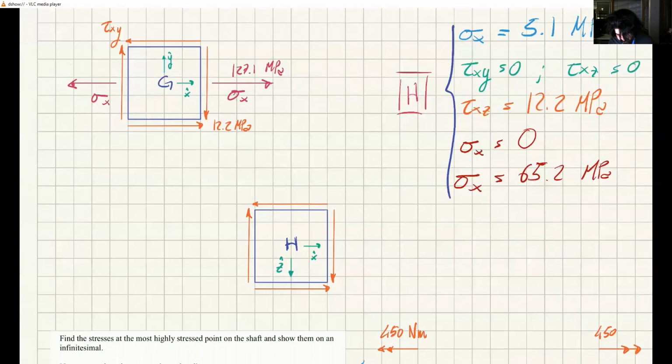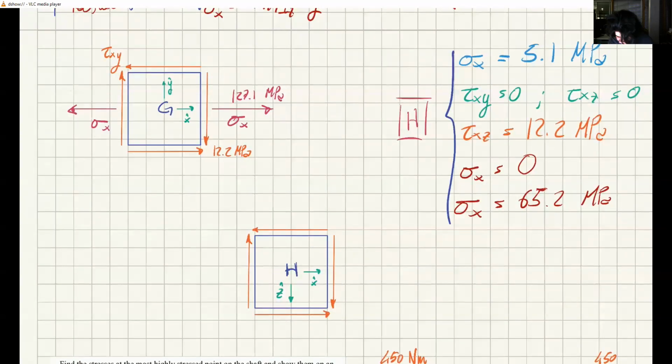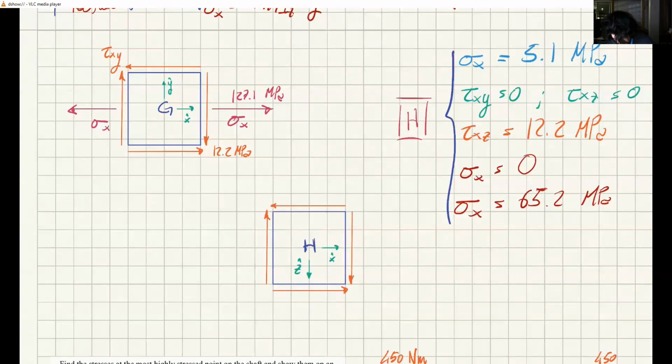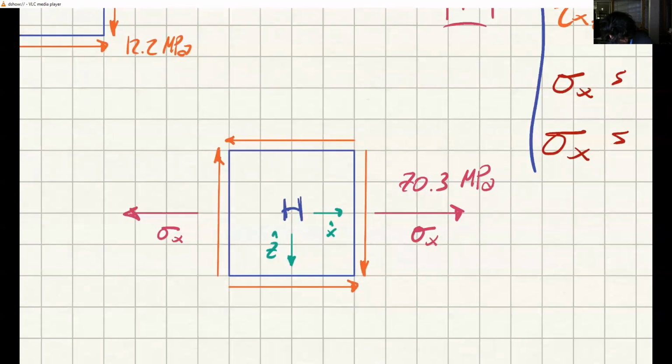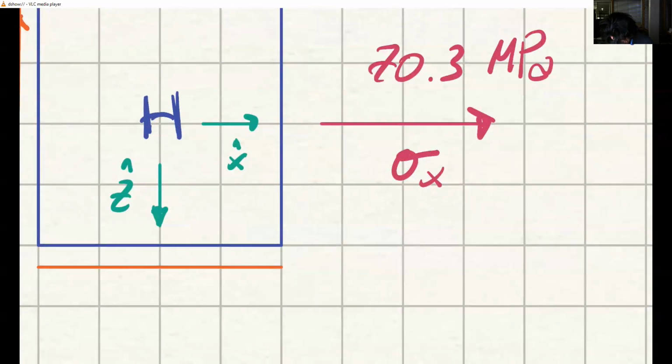So what I have is that sigma x is 70.3. It's the sum of this plus this. They are both acting perpendicular, so I take the sum of both. 70.3 megapascals. This is sigma x. Of course, I have another one in this direction. And tau xz, of course, this is now a positive stress.